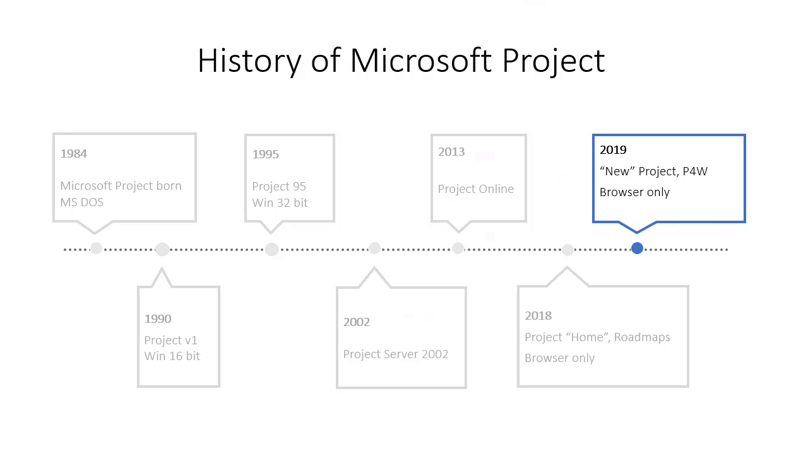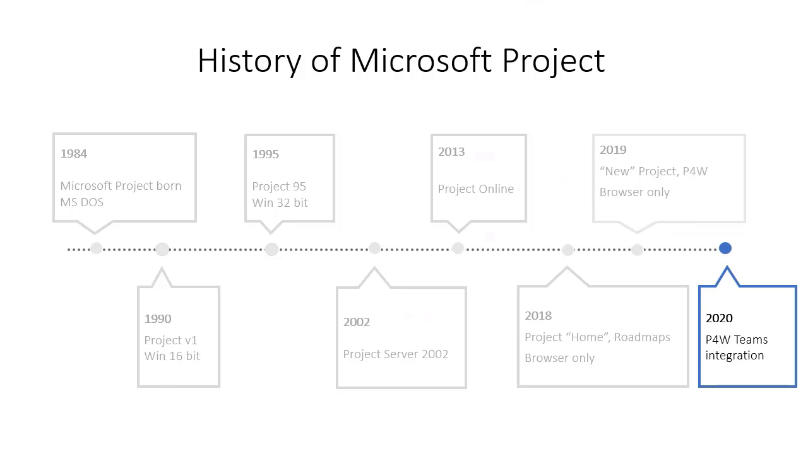In 2019, Microsoft released the new project, which we call Project for the Web. And again, very recently, within the last 2-3 weeks, we've got Teams integration for both Project for the Web and Roadmap. So that's a brief history of Microsoft Project. That should tell you where we've been from, and where we're going to. Let's just compare and contrast the two projects.